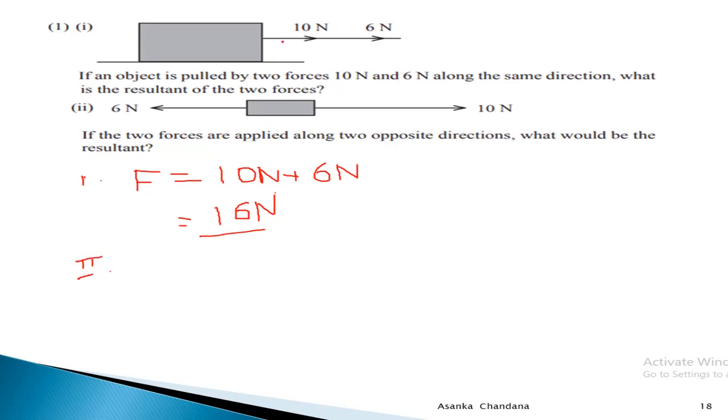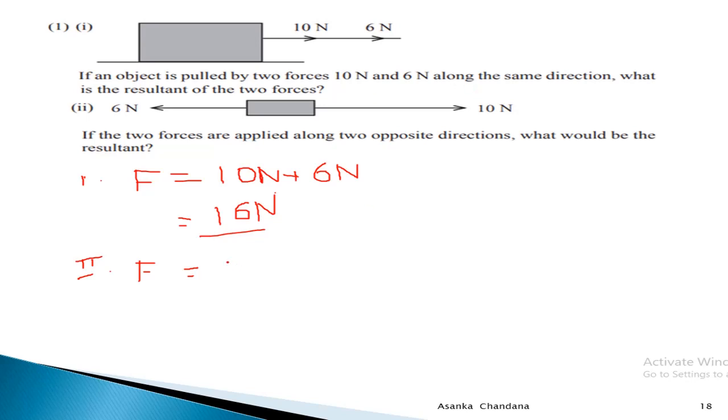Right, then we will go to question number 2. Now there are two forces exerted in opposite directions, here 6 Newton and 10 Newton. If the two forces are applied along two opposite directions, what would be the resultant? In that situation, the resultant force can be taken as the difference between the two forces. One force should be subtracted from the other. It means the direction in that situation is towards the larger force.